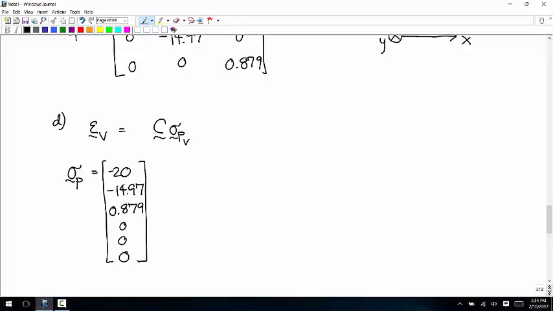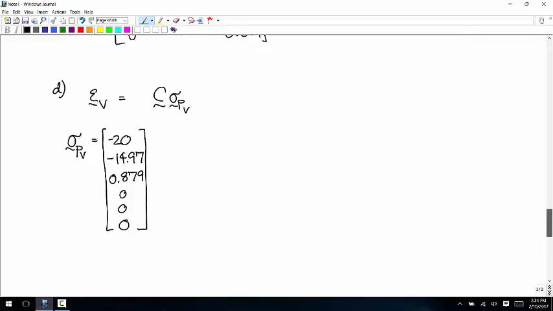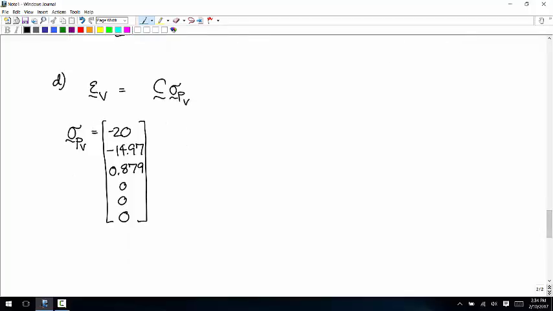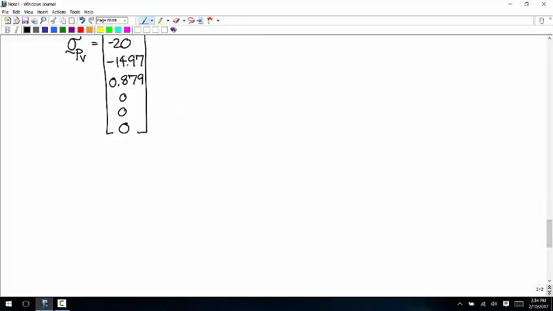And so the Voigt form of any principal stress has zeros in all the shear elements. The last three elements are 0. Can someone calculate that? Can someone calculate the normal strains, and I'll calculate the shear strains in my head?